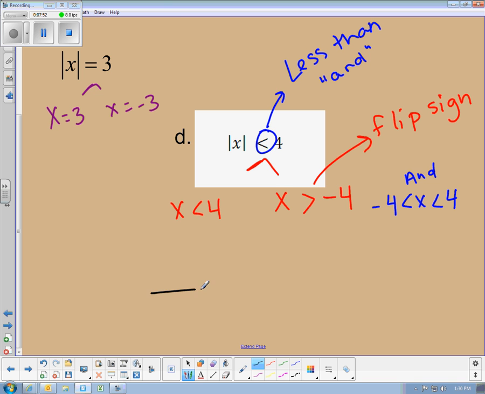Here's my number line. I've got -4 down here. I go up to 0. Here's my 4 up here. These are open circles, and I want them both to occur. I want it to be greater than -4, but I also want it to be less than 4. So I'm in between.